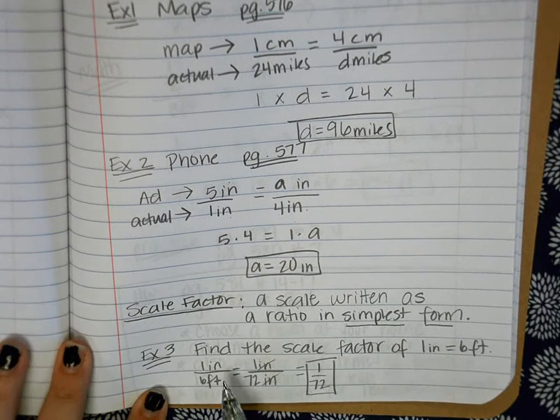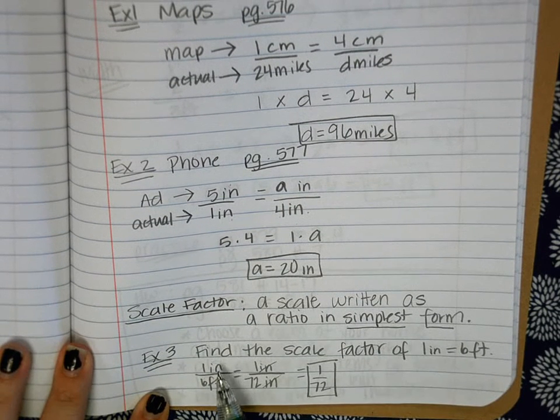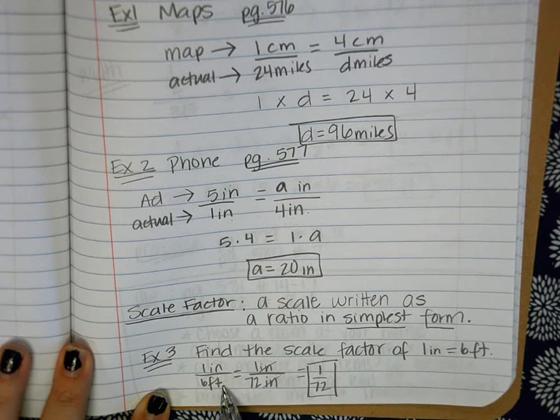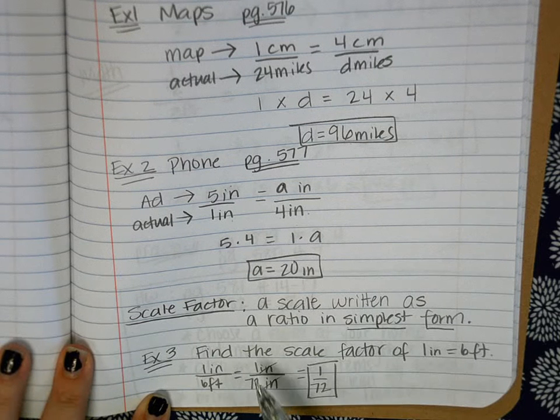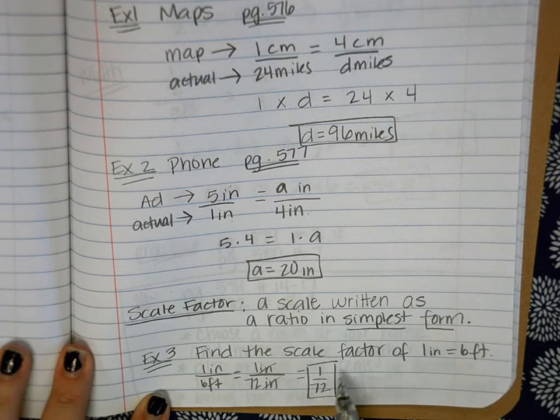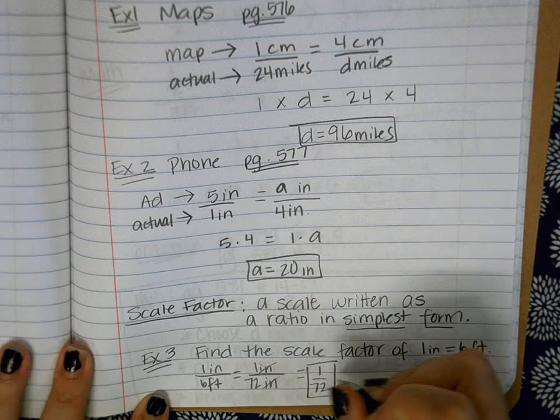But this is pretty easy though, because you know 1 inch is 6 feet, and then you just put the 1 across the top here, and 6 feet is 72 inches. How do we get from 6 feet to 72 inches? Multiply by 12, right? Because there's 12 inches in a foot. Okay? So now that's just 1 over 72. That's the scale factor. Okay? And obviously this is in inches now, right?